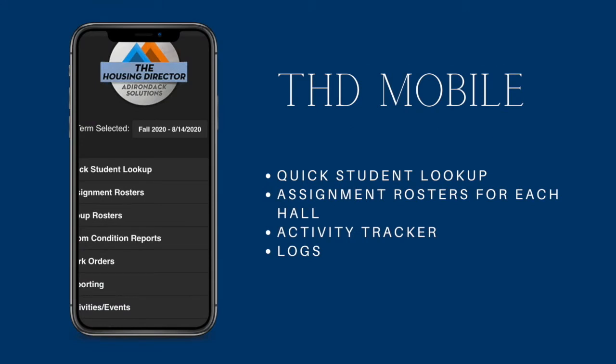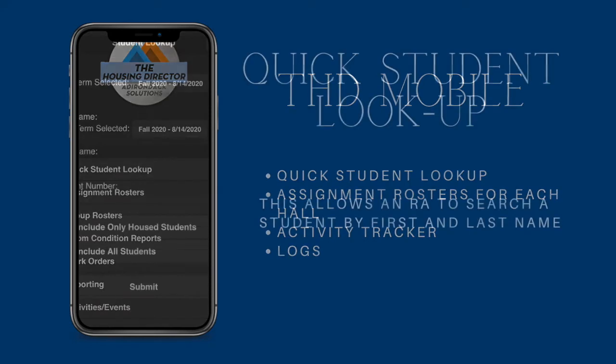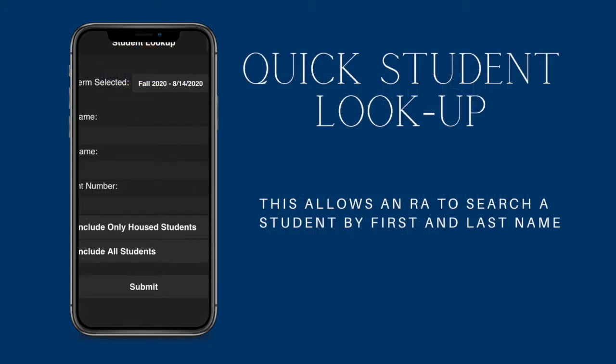Next, we will talk about THD Mobile. This will allow you access to a quick student lookup, assignment rosters for each residence hall, activity tracker, and logs. Under the Quick Student Lookup tab, you will be allowed to search a student by their first and last name.